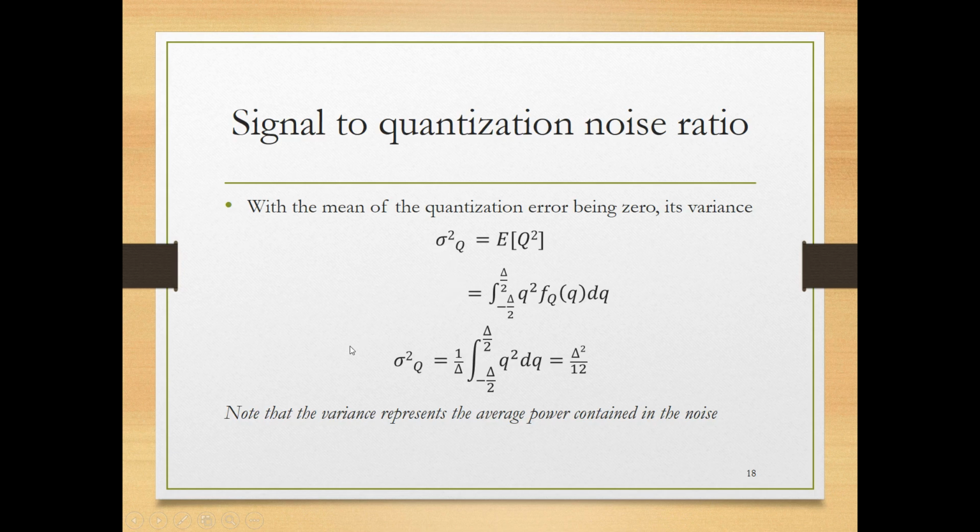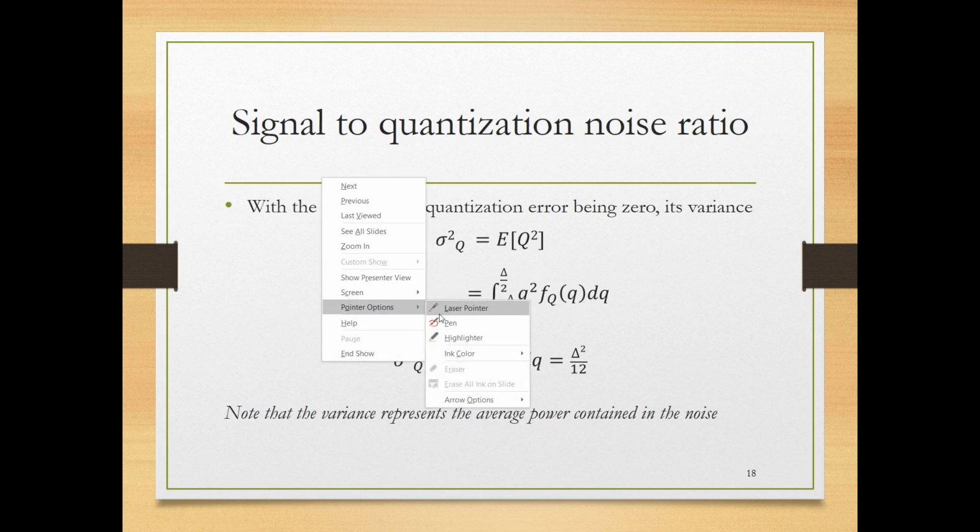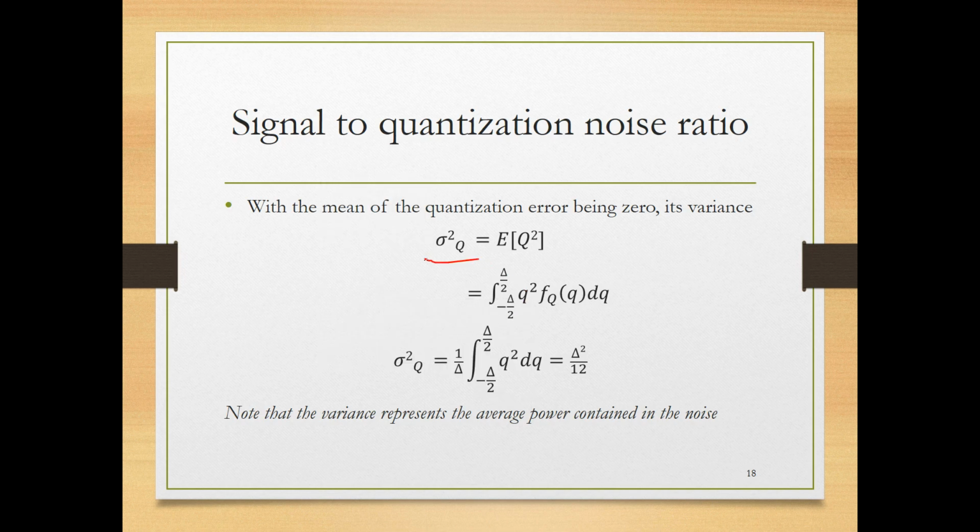The variance is equal to the expectation of the variable square, whatever that variable. Since we are dealing with noise now and we have a quantization noise, the variable is Q square. And how do you find that expectation? Expectation means the mean, the mean of not x, the mean of x square. Here we have the mean of Q square, equal to the integration of the variable Q square multiplied by the probability distribution of the quantization noise, which is f_Q(q).